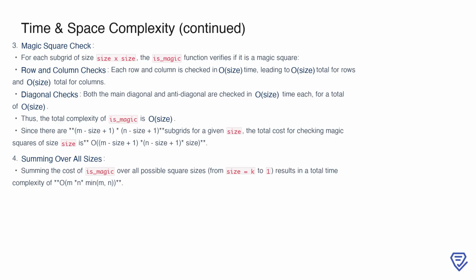Since there are (m - size + 1) * (n - size + 1) possible subgrids for a given size, the total cost for checking all subgrids of this size is O((m - size + 1) * (n - size + 1) * size). When we sum this cost across all square sizes, from the largest down to the smallest, we find that the total time complexity is dominated by O(m * n * min(m, n)), as this accounts for all the nested loops and checks involved.